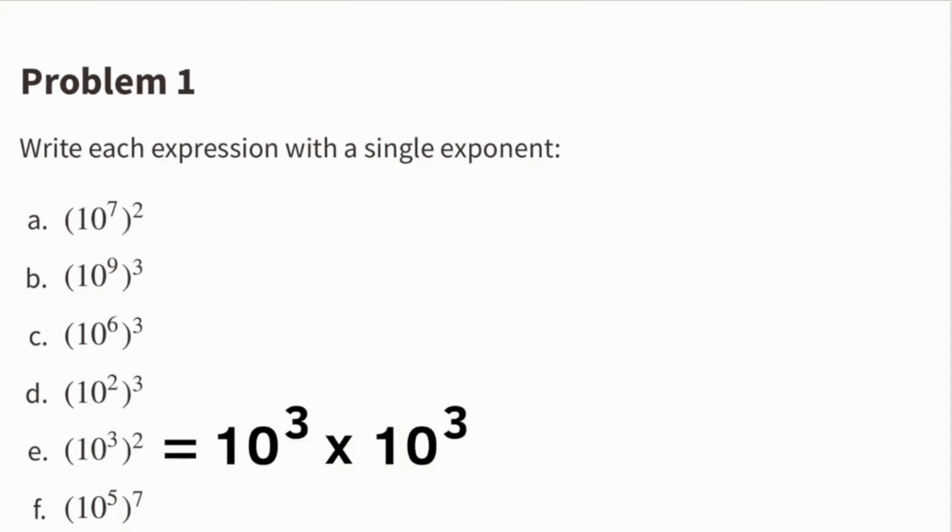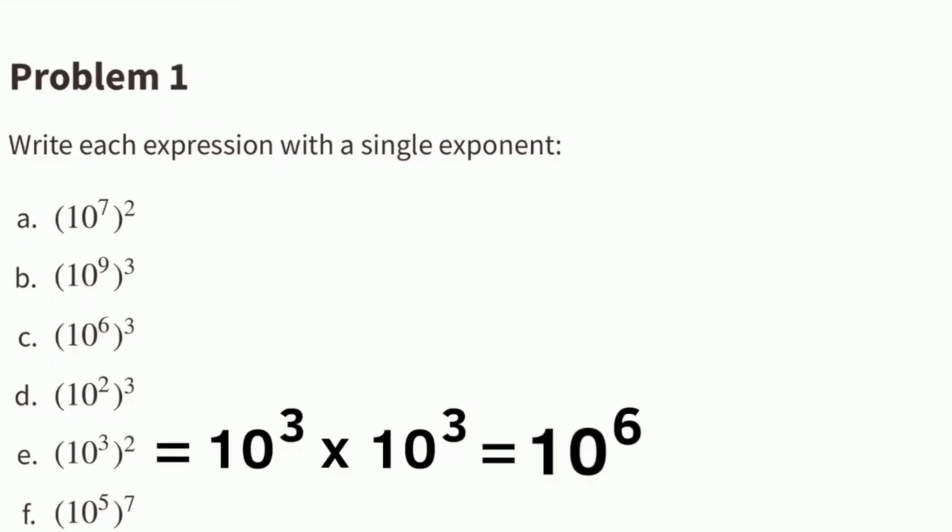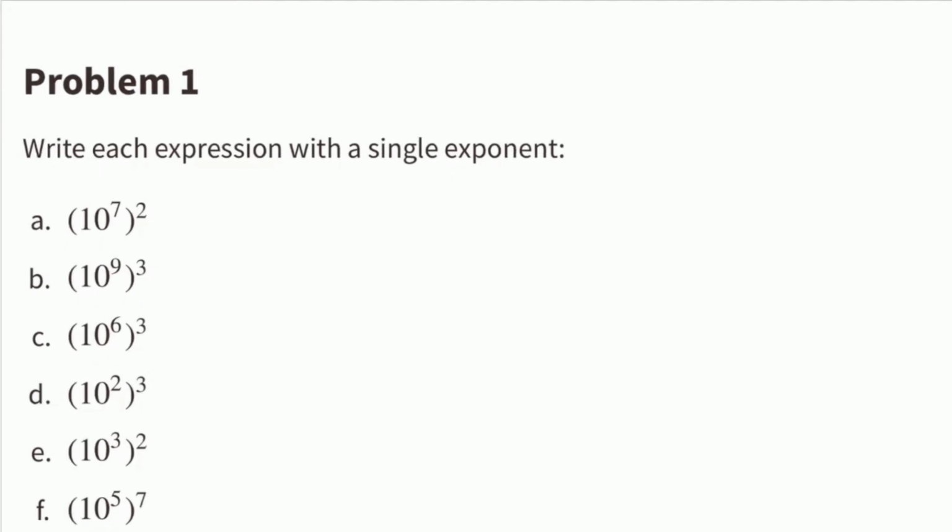That means 10 to the 3rd power times 10 to the 3rd power. Exponent 3 plus exponent 3 equals exponent 6. So 10 to the 3rd power all squared equals 10 to the 6th power. F. 10 to the 5th power all to the 7th power.